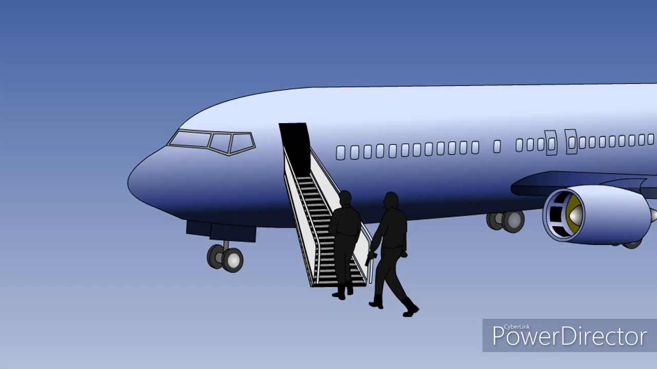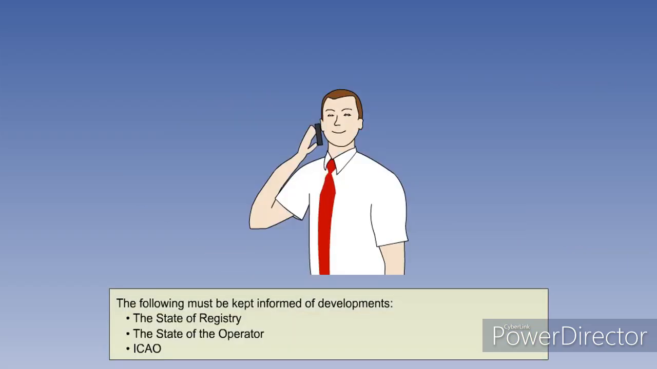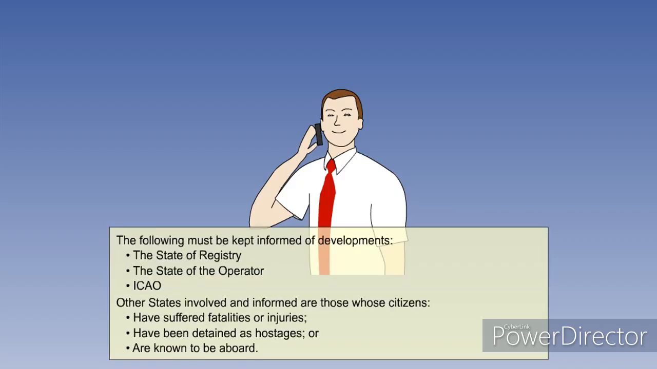However, thereafter, it should take all reasonable steps to prevent the aeroplane from taking off again, unless to do so would endanger the passengers and crew. This contracting state must also keep the state of registry and the state of the operator informed of developments by the most expeditious means. ICAO must also be informed. The only other states that need to be kept in the information loop are those whose citizens are involved under the circumstances on screen.